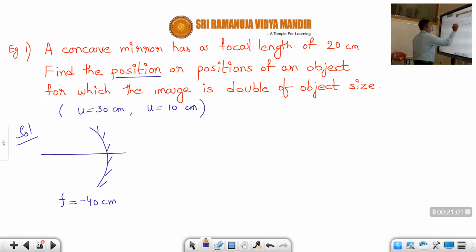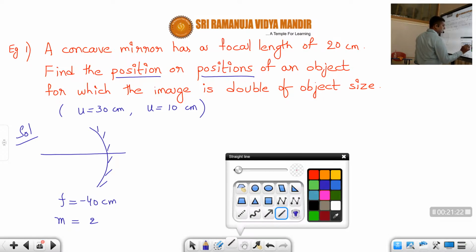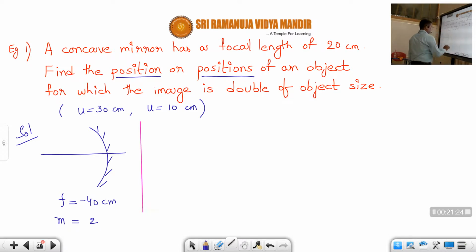Here you see carefully, students, position or positions of an object for which the image is double of the object size. That means the image size is double, so the magnification is 2. For which position of the object will you get the image magnified? Here you have to be careful, students, because they did not mention the nature of the image. They just want the magnification to be double.